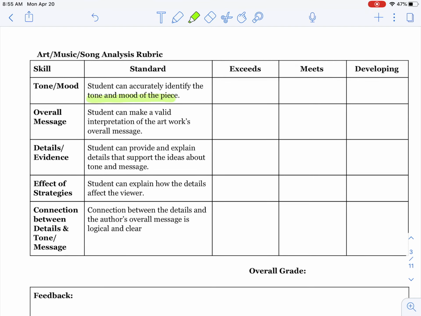So tone and mood is going to be your emotion. The overall message is very similar to rhetorical analysis, except you're looking at art. So what's all the details put together? What are the details that really support the understanding of the piece? Can you explain those details? And then can you make that connection very clear between the details and the message?